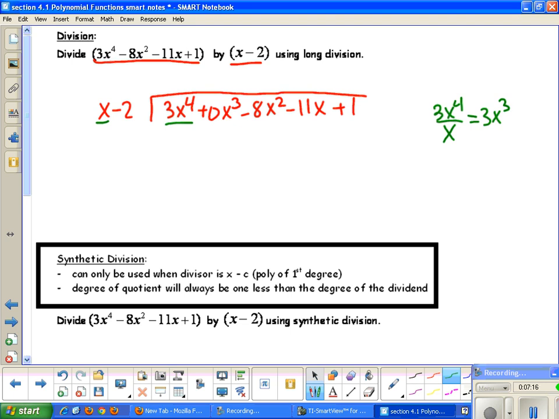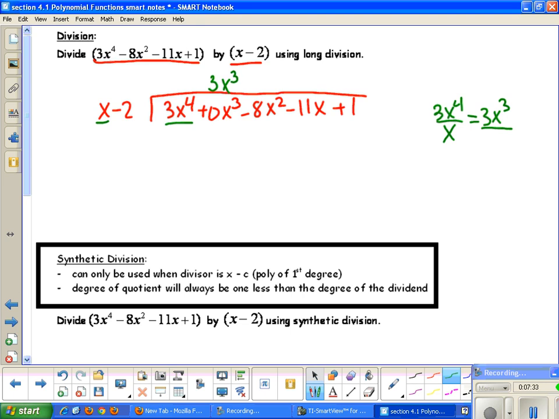Whenever you are doing long division, make sure that you line up your terms. I like to say put them in the homes where they belong. So this is the cubic home. So this gets lined up with my x cubed terms. So this would be 3x cubed.